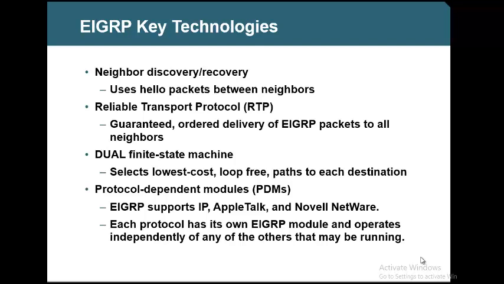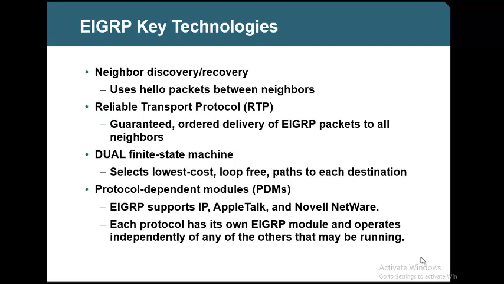EIGRP is not working on the application layer. EIGRP is simply working on the network layer. So for network layer protocols, there is no guaranteed acknowledgement. To provide acknowledgement, EIGRP has an additional protocol called Reliable Transport Protocol. Do you have any question on RTP? No, I don't have any question.